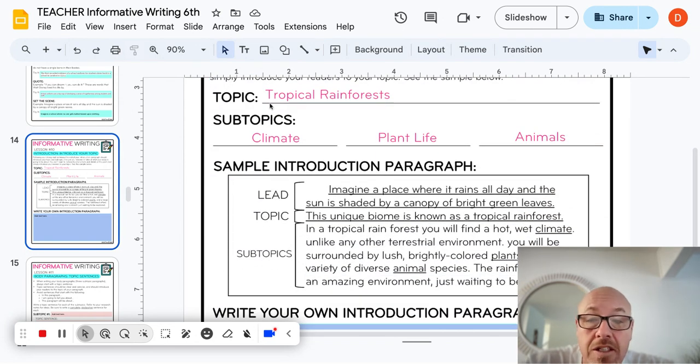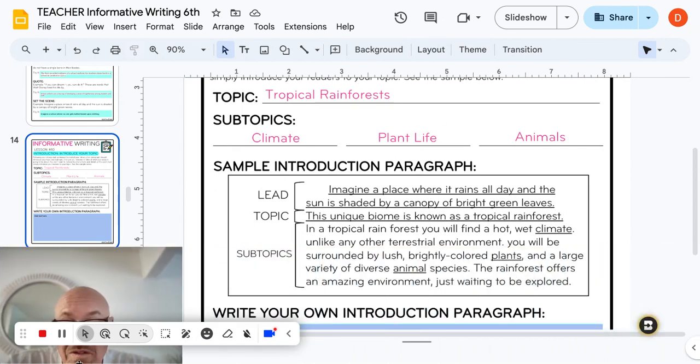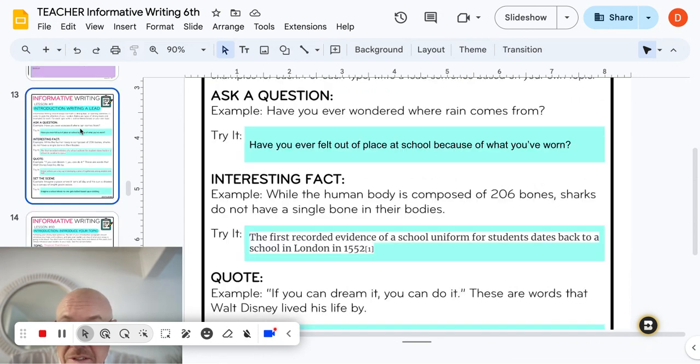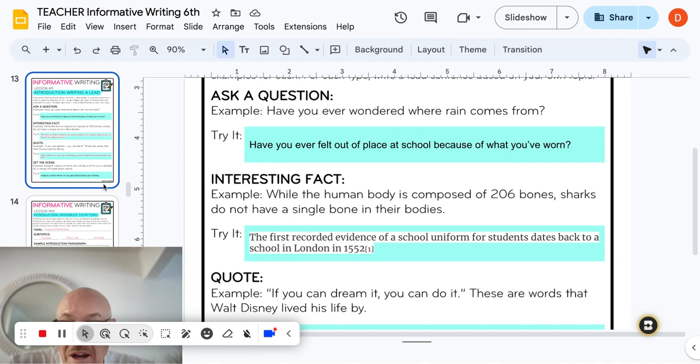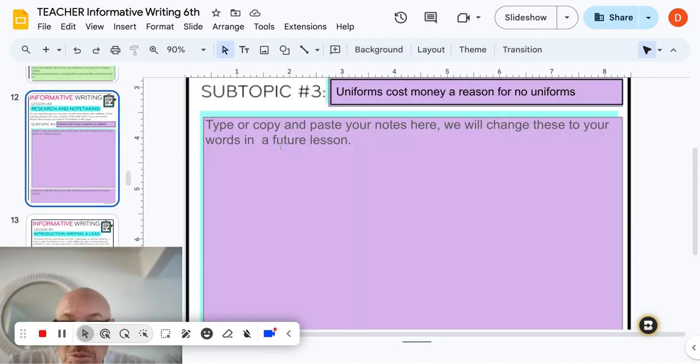So this person was writing a topic on the tropical rainforest. One subtopic was climate, another one was plant life, and another one was animals. Now, it's going to be really important for you to understand this right here because we will talk about this, that, and that, which is your subtopics, very quickly inside of your introductory paragraph. Now, the fact that we already did a lead, which was over here, we'll be able to copy, cut, and paste one of those to start our introductory paragraph. And then basically we'll be doing subtopic 1, 2, and 3, which is these guys.